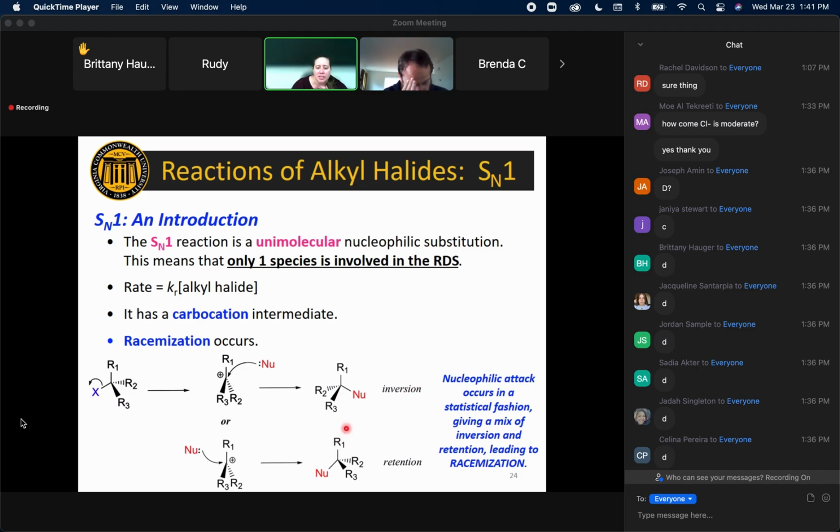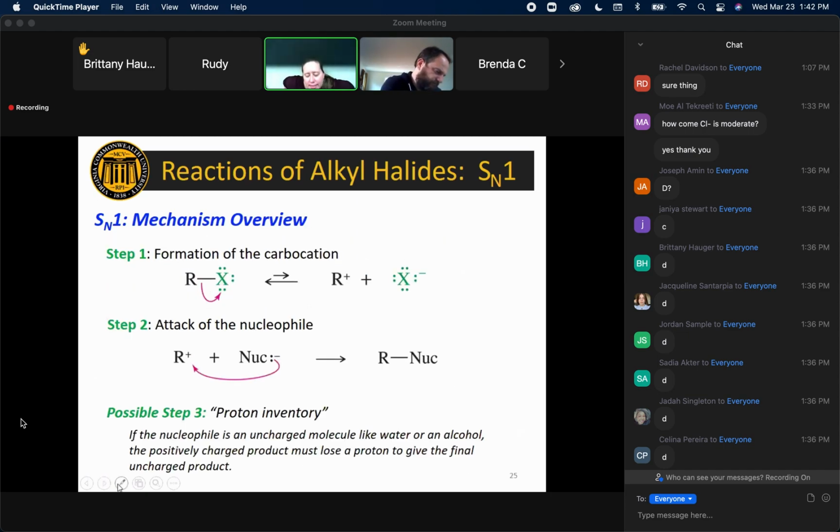So both of these processes are occurring in about a 50-50 mixture, and so we get that racemization. Okay, so mechanistically, if we talk about the mechanisms and the curved arrow notation that shows where the electrons are going, I just want to take a couple of moments to go through this.